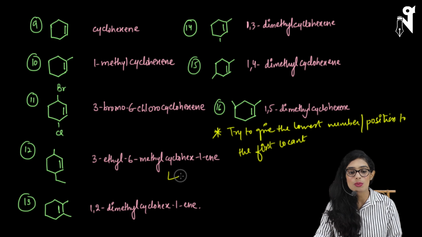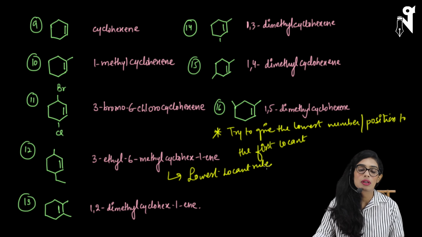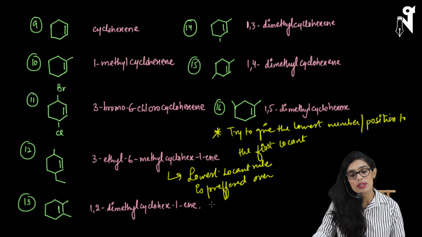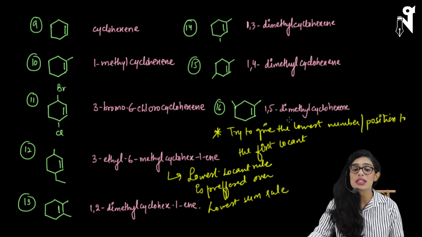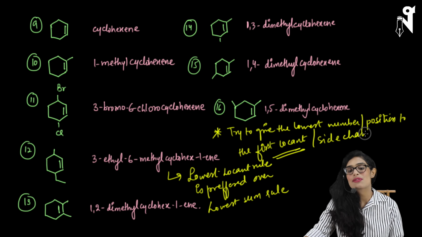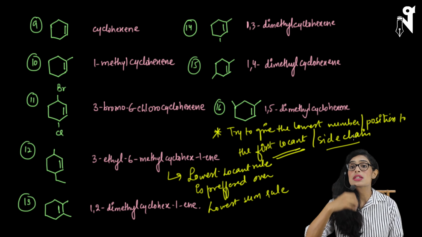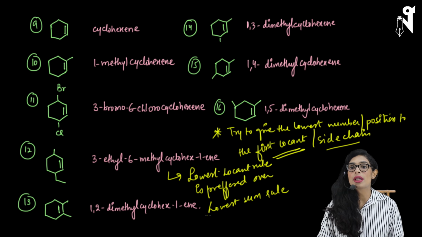So I'll just mention it once more. Lowest locant rule is preferred over lowest sum rule. Now let me tell you what the lowest locant rule is. Lowest locant rule means the first locant. Locant is nothing else but a substituent or the side chain or the branch. It's just a fancy name for it. So the first side chain you encounter should get the lowest possible position, and the other will automatically get the respective position. You will not prefer numbering in such a way that your lowest locant rule is violated.